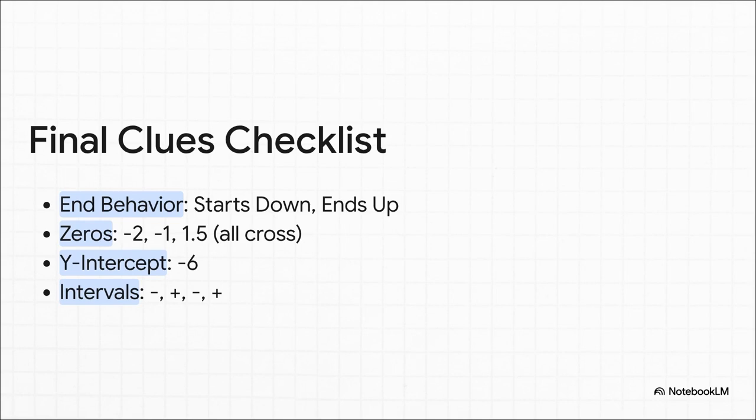So here it is, our final detective's checklist. We know it starts down on the left and ends up on the right. We know it crosses the x-axis at -2, -1, and 1.5. We know it passes through the y-axis at -6, and we know the exact pattern of its journey. Negative, then positive, then negative, then positive. We literally have everything we need.